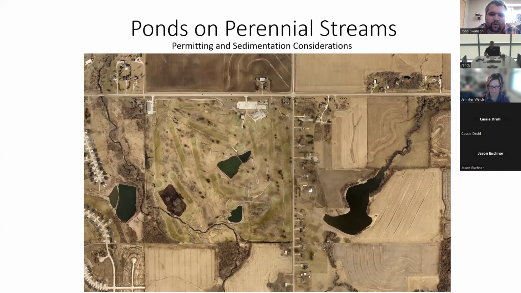To build a pond over a perennial stream, you're going to need a 404 permit with the Army Corps of Engineers. And what that will result in is, if you build a pond over a stream, you're going to have to pay for some stream mitigation, which basically the Corps views as a negative stream impact. And you'll likely have to pay thousands of dollars to compensate for that loss of stream. So I just want to toss that out here.